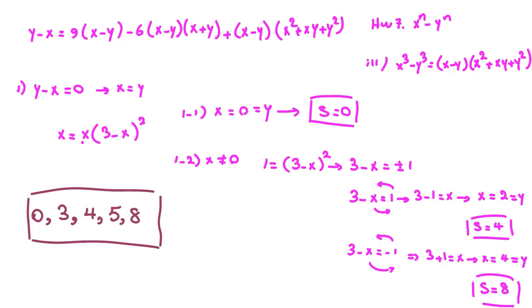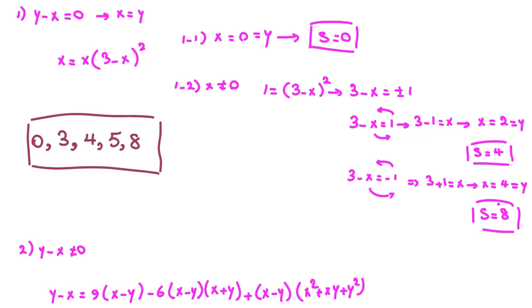If x is not 0, we can divide both sides by x. So 1 equals (3 minus x) whole squared. Then we can conclude 3 minus x is 1 or negative 1. If it is 1, then we take 1 to the left side and negative x to the right side: 3 minus 1 is 2. So x is 2 and y is 2, so S is 4. If it is negative 1, we take negative x to the right side and negative 1 to the left side: 3 plus 1 is x, which is 4, equals y. S equals 8. So we found three answers here: 0, 4, 8.